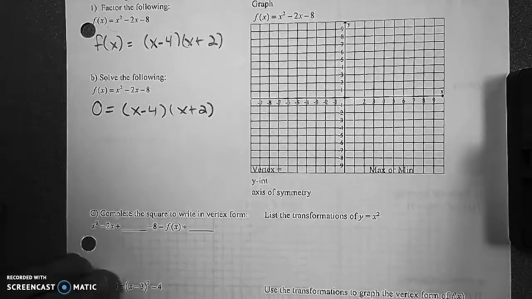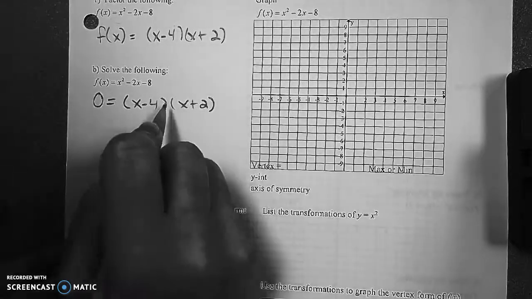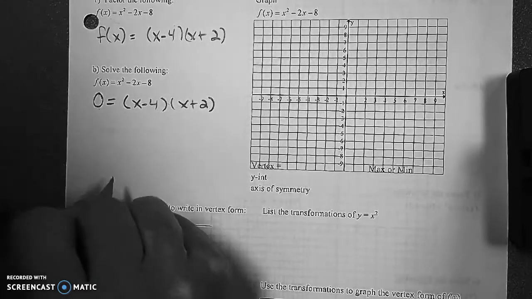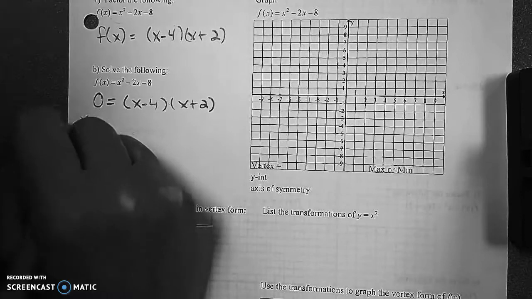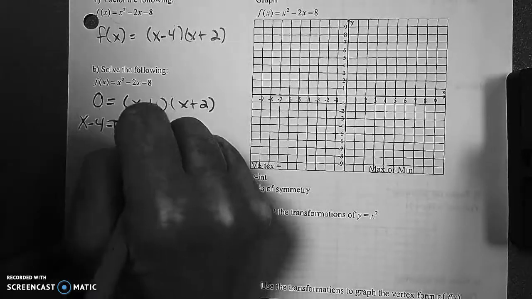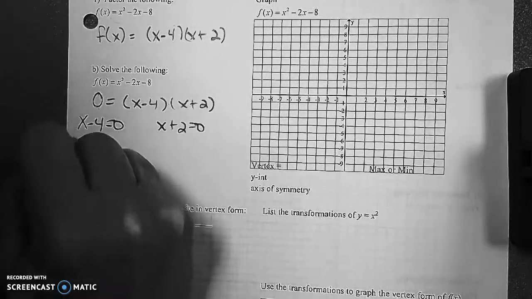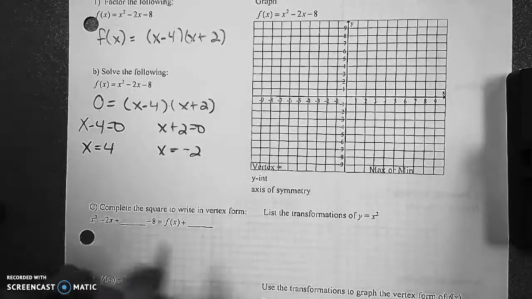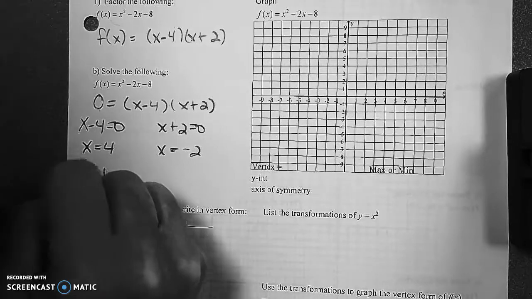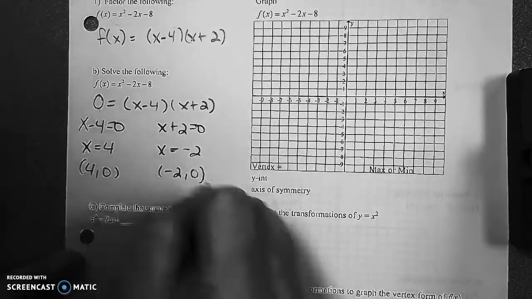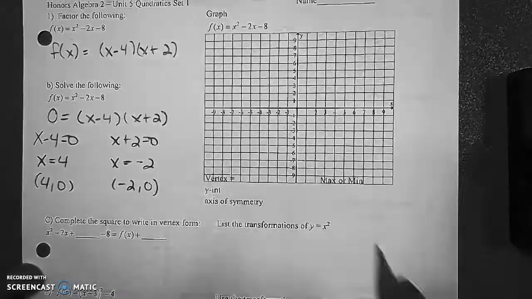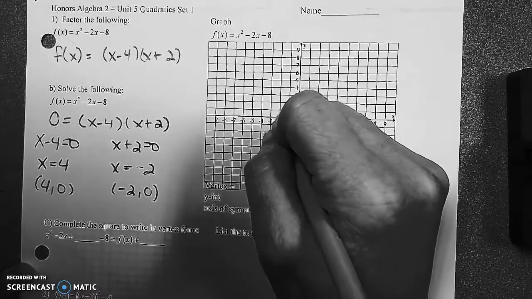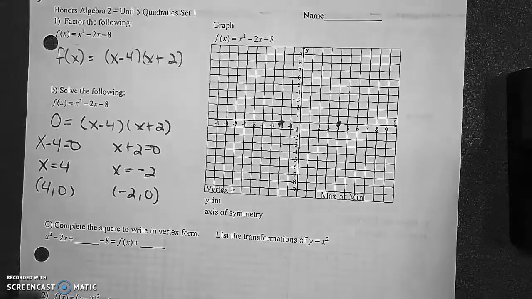Again, I'm showing that I know what it means to solve. And in order to solve this problem, I know from third grade math that anything times 0 is when I get an answer of 0. So I use the zero product property, which means I get solutions of 4 and negative 2. Now, what does that tell us about the graph? Well, that tells us the x-intercepts. So we have an x-intercept of 4 and an x-intercept of negative 2.